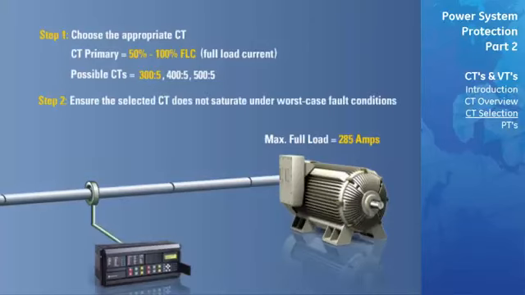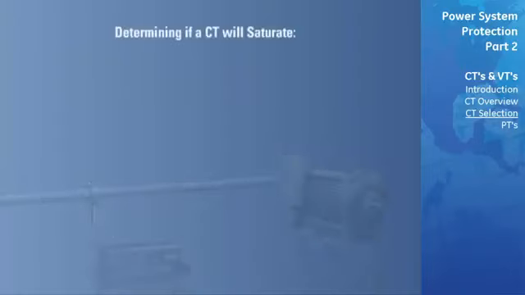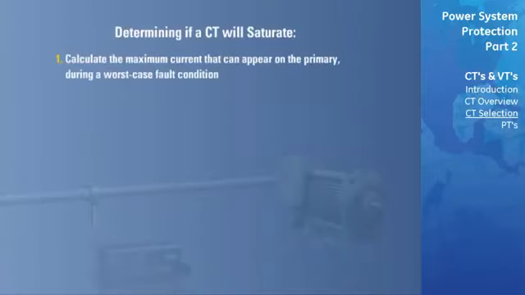The next step is to ensure this CT doesn't saturate under worst-case fault conditions. If it does, a higher ratio CT, such as the 400 to 5 CT, may need to be chosen. The first step in determining whether a CT will saturate is calculating the maximum current that will appear on the primary of the CT under a worst-case fault condition. The maximum fault current at the load is determined by a fault study, and in this case was determined to be 6,000 amps. Next, we will calculate the secondary resistance, or burden, using the stats provided.